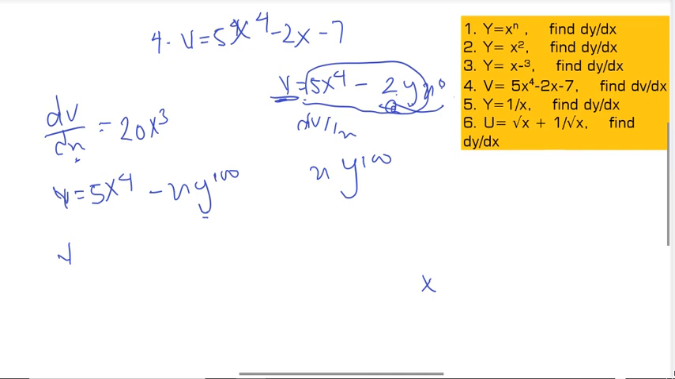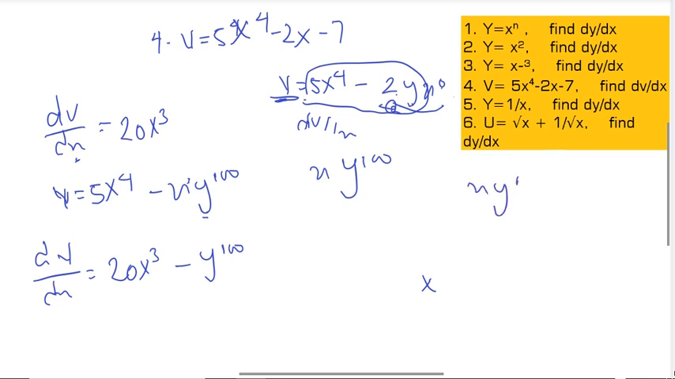So for this one now, we have x here, right? But this y is going to be a constant, because we are not differentiating with respect to y, but with respect to x. So we are having dv over dx equal to 20x cubed. Then we are having minus y raised to power 100. Why? Because this x now is raised to power 1, right? So we are having 1.